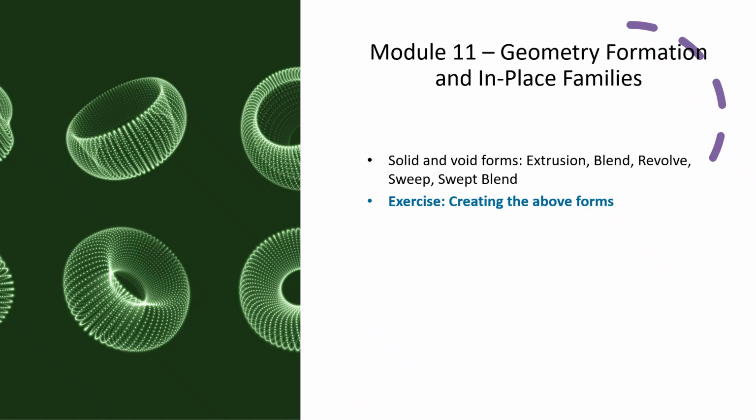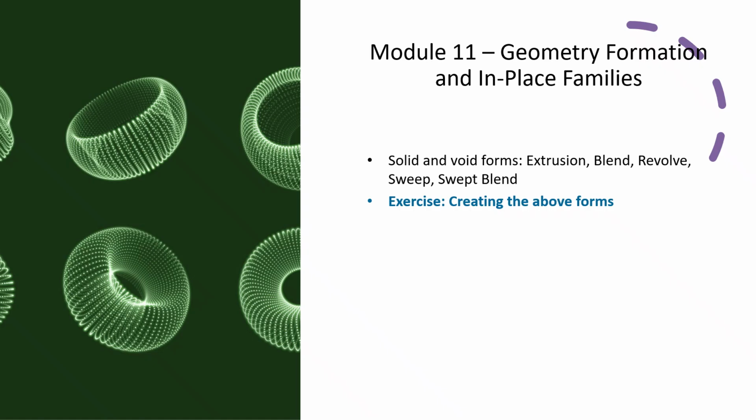a basic shape pulled along a straight path; blend, a transition between two profiles; revolve, a profile rotated around an axis; sweep, a profile pushed along a path; swept blend, a hybrid of sweep and blend, transitioning between profiles along a path. These forms are the foundation for creating custom components, especially when standard families don't meet your design needs.